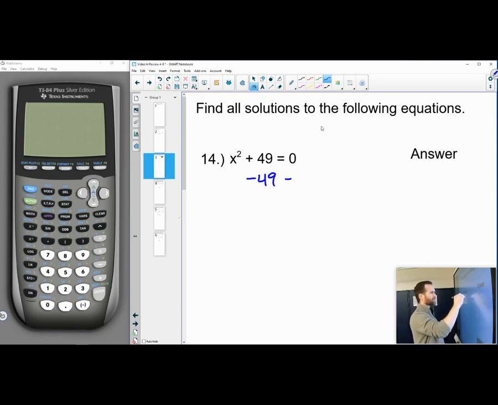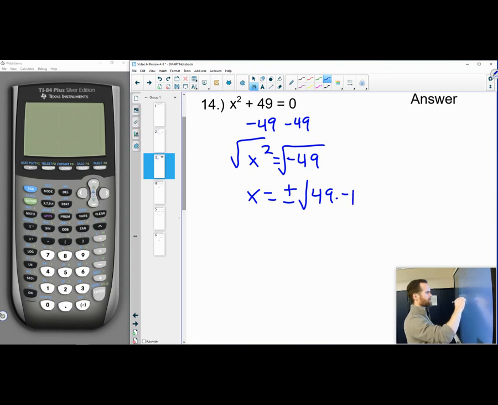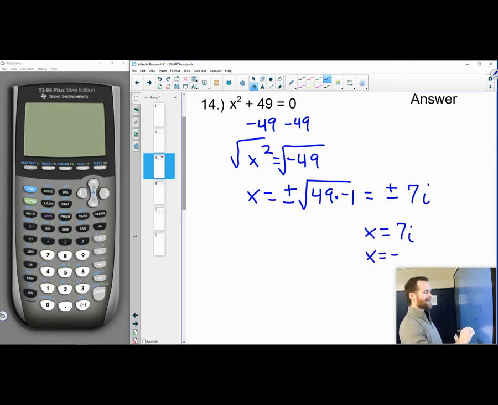Let's just take 49 away from both sides. That gives us x squared equals negative 49. And then to get rid of that power of 2, we just take the square root of both sides. And we get x equals plus or minus the square root of negative 49. We can split that up into 49 times negative 1. So that becomes plus or minus, the square root of 49 is just 7, and the square root of negative 1 is i. So x equals 7i, and x equals negative 7i. That's how we're going to write our answer, and let's see if that's what we got up there.